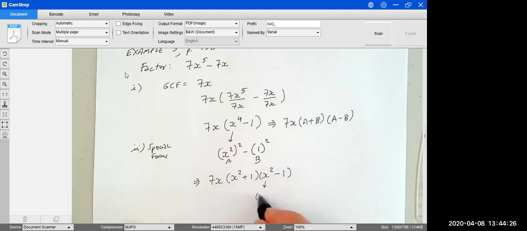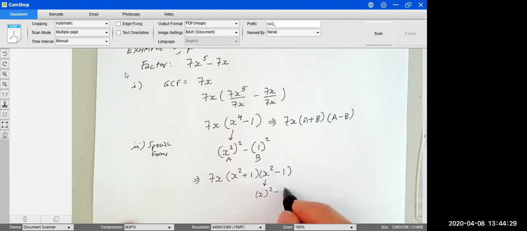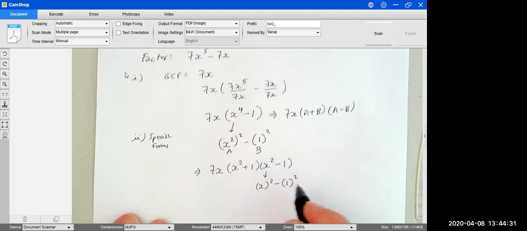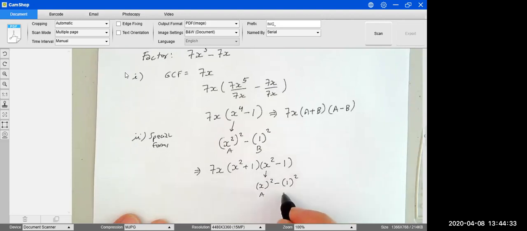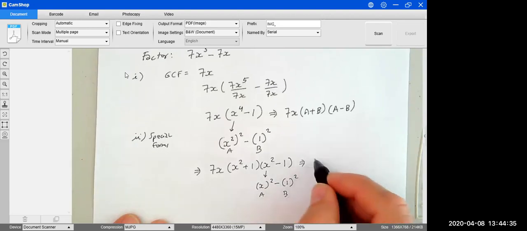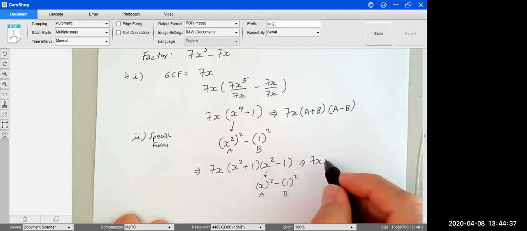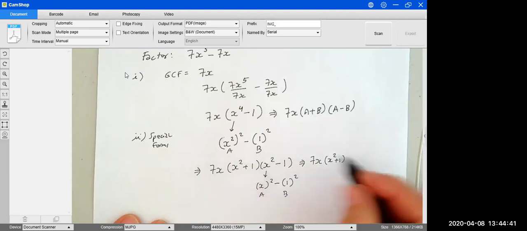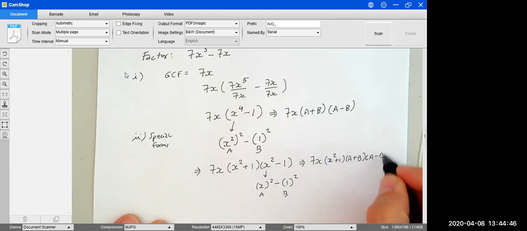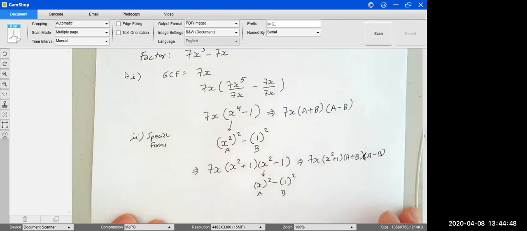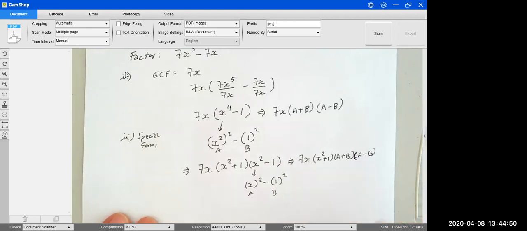So this is x squared minus 1 squared. So we have a new a and a new b. So now we have 7x that multiplies x squared plus 1 that multiplies now a plus b times a minus b. So we need to do then the last step.